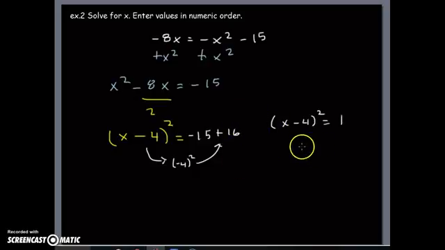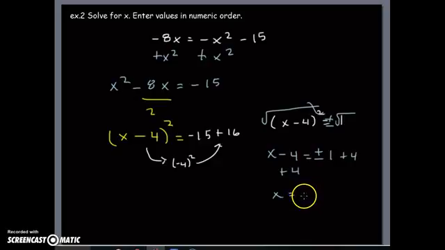Now time for solving. We're going to use inverse operations. First, let's go ahead and get rid of the square with the square root. And we're going to square root this side with the plus or minus. We've got x minus 4 equals plus or minus the square root of 1, which is 1. And now we've got to add this 4. X equals a positive 1 plus 4, and x also equals a negative 1 plus 4.